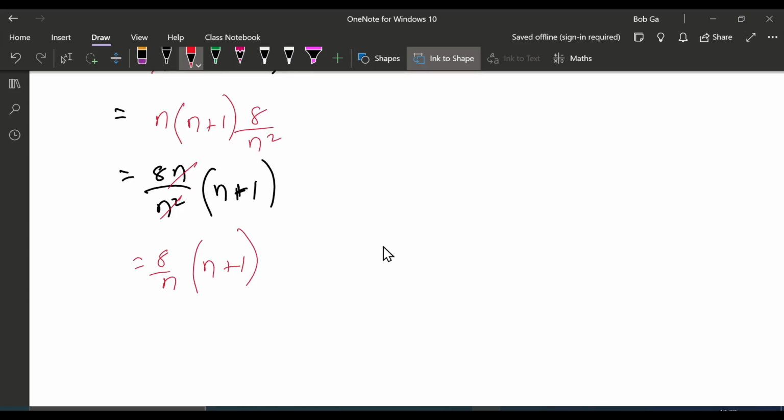And when we expand this, we're going to have 8 over n times n, which is 8n over n, and 8 over n times 1, which is 8 over n. So this one will cancel this one here, and then we are just left with 8 plus 8 over n. So this is our simplified format of what we're supposed to give as a solution.